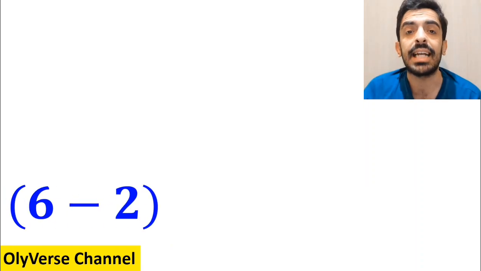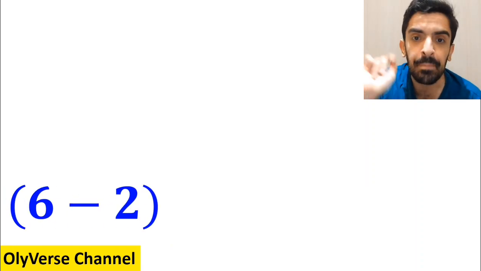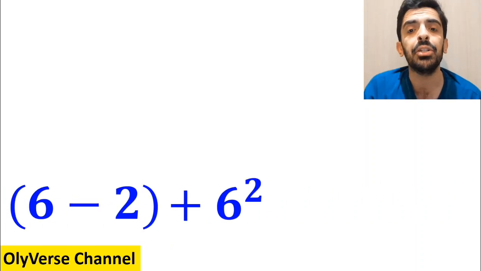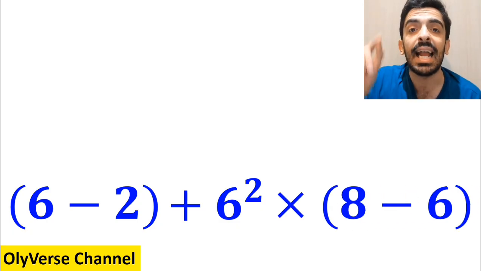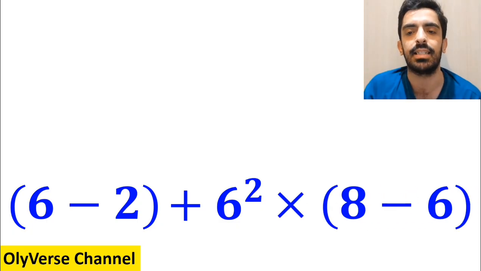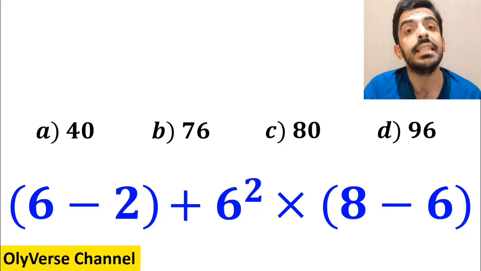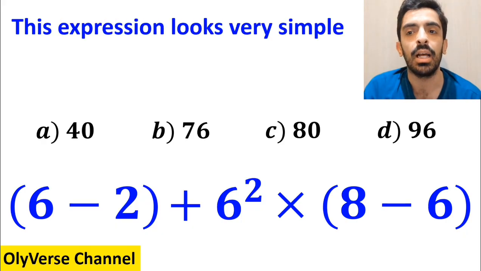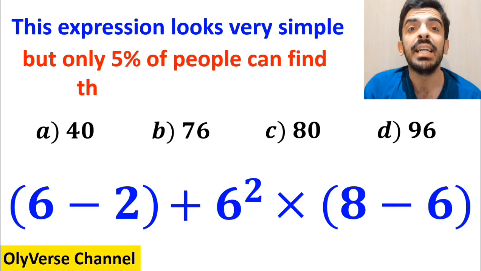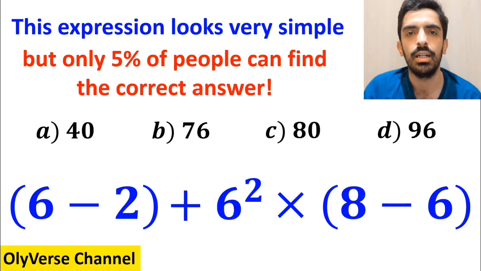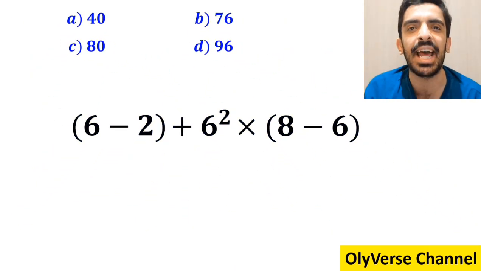What is the value of the expression (6 - 2) + 6² × (8 - 6)? Which option do you think is the correct answer to this question? This expression looks very simple, but only 5% of people can find the correct answer. Let's break it down and solve it together.